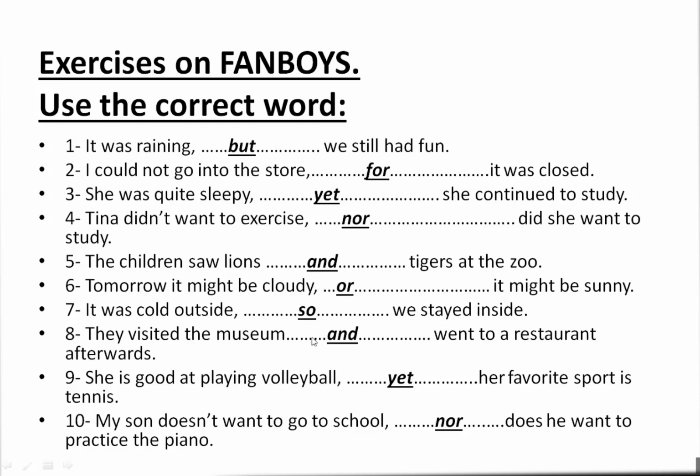They visited the museum and went to a restaurant afterwards. She's good at playing volleyball, yet her favorite sport is tennis. And finally, my son doesn't want to go to school, nor does he want to practice the piano. Pay attention to the fact that we use the question order: Does he want to practice the piano? Also look at this one: Did she want to study? It's like a question, but it's not really a question.